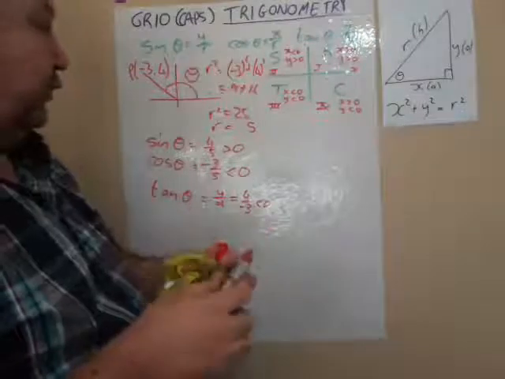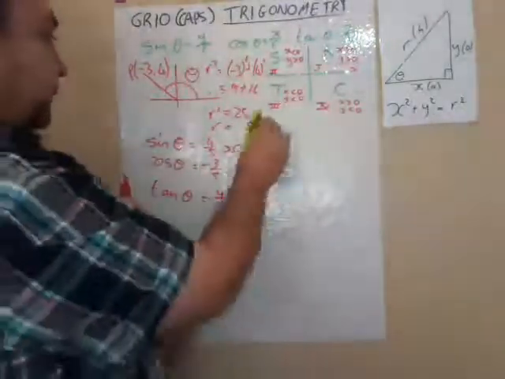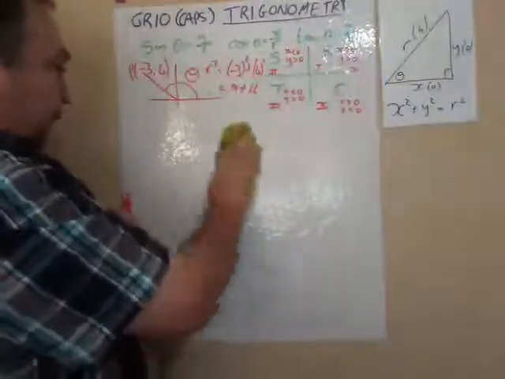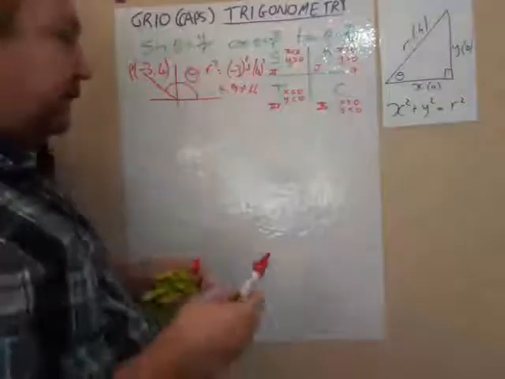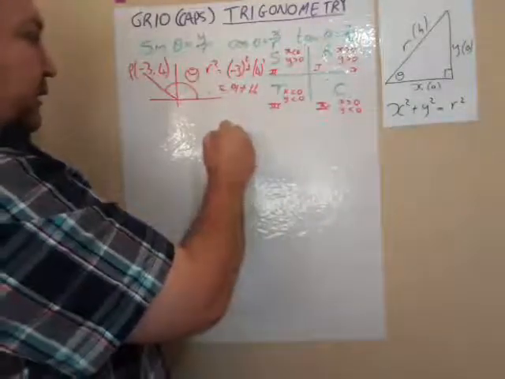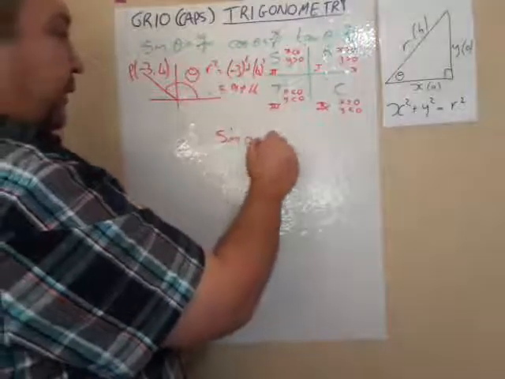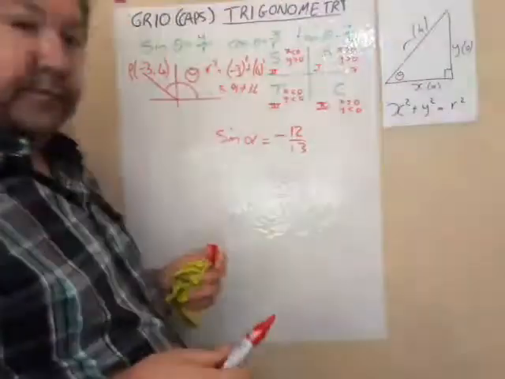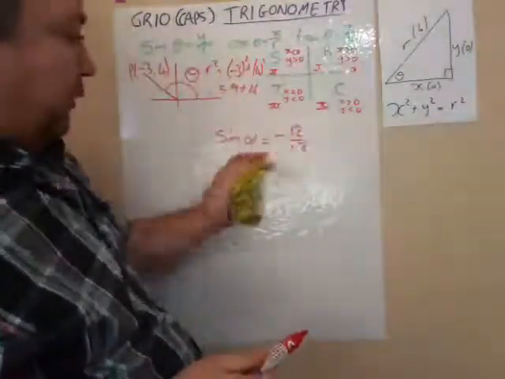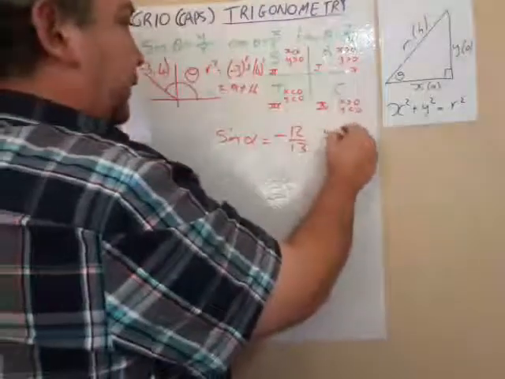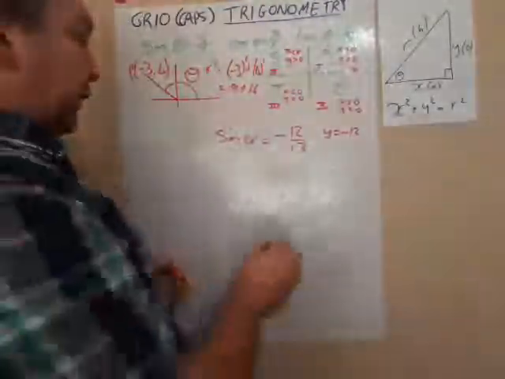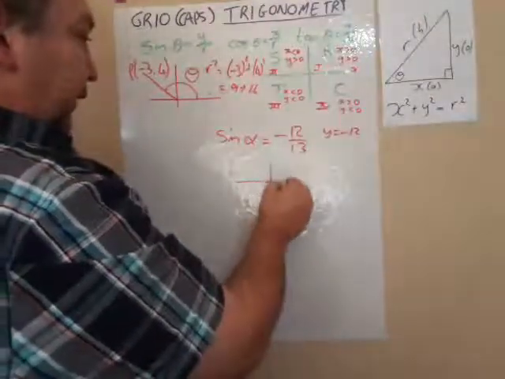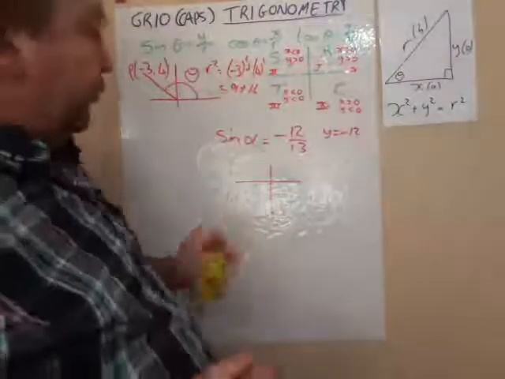So let's go to another example, which is a bit more cryptic and closer to what you'll get in tests and exams. Say sine of alpha is equal to minus 12 over 13. Now we know sin is y over r, so that means our y must be equal to minus 12. So if we draw this, it means this will either lie in the third or the fourth quadrant.